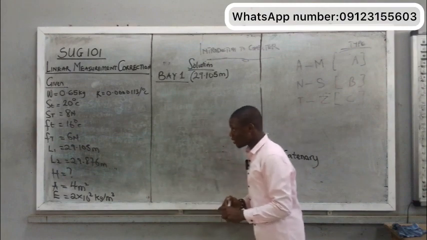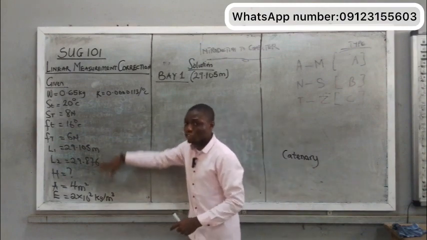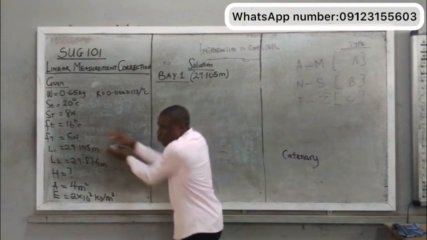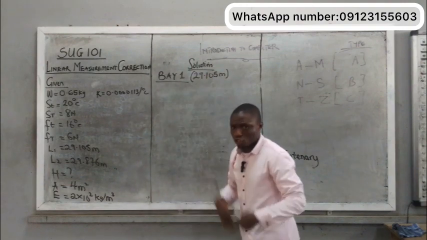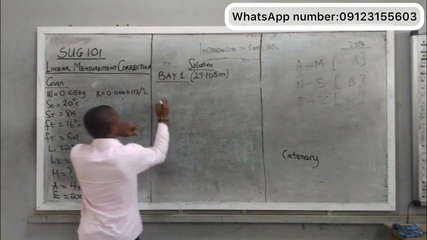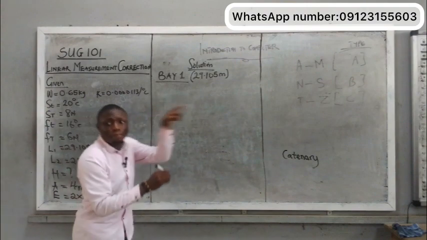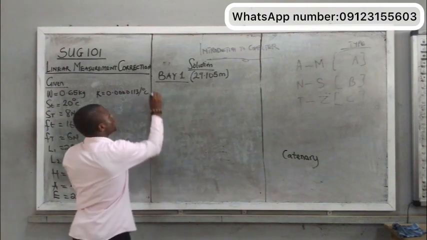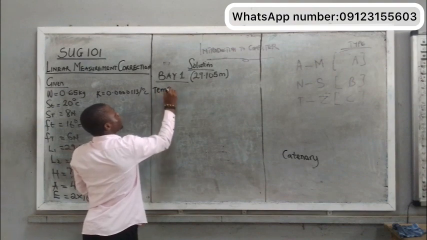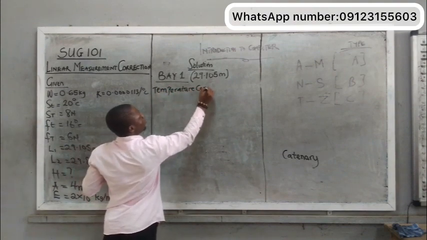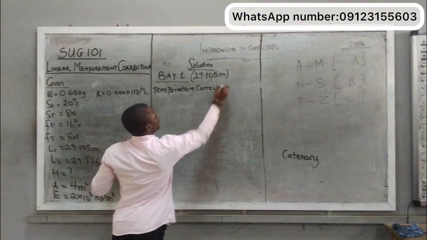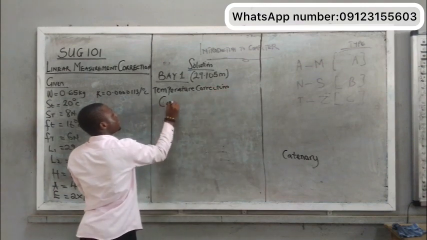This is grade 2, or part 2. Part 1 first. Let's apply all the formulas to solve part 1. Let's start with temperature correction. So temperature correction, CT, is equal to what?